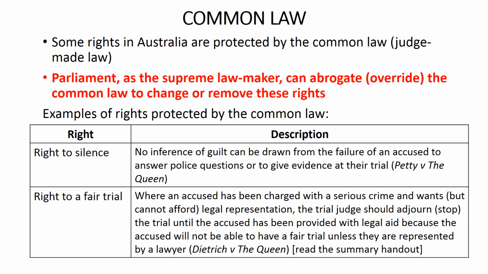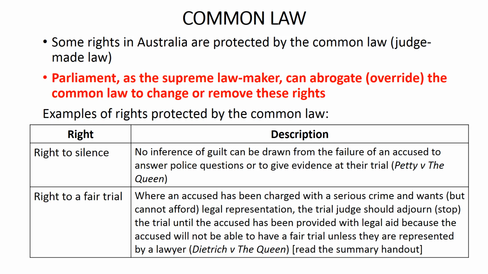And this is because Parliament is the supreme lawmaker. This means that Parliament is able to abrogate or override the common law to change or remove these rights. Put another way, if there is a court decision that creates a particular right and Parliament disagrees with that right, then Parliament can simply pass legislation that overturns the law that created that right in the first place.